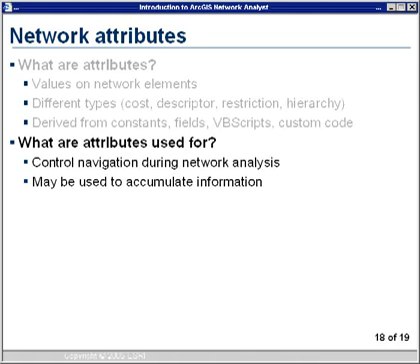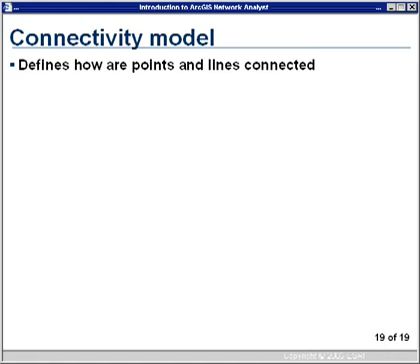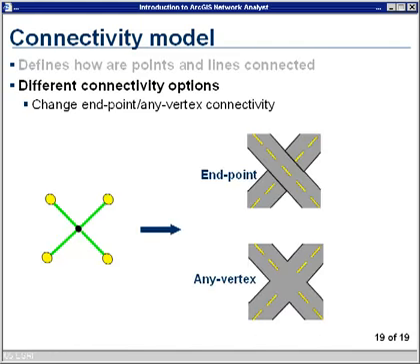So what are these attributes used for? Well, they control the navigation during network analysis. They may be used to accumulate information like total amount of minutes or miles traversed. A network dataset has a sophisticated connectivity model to allow users to more accurately model transportation networks. It defines how different source feature classes in the network dataset connect to each other.